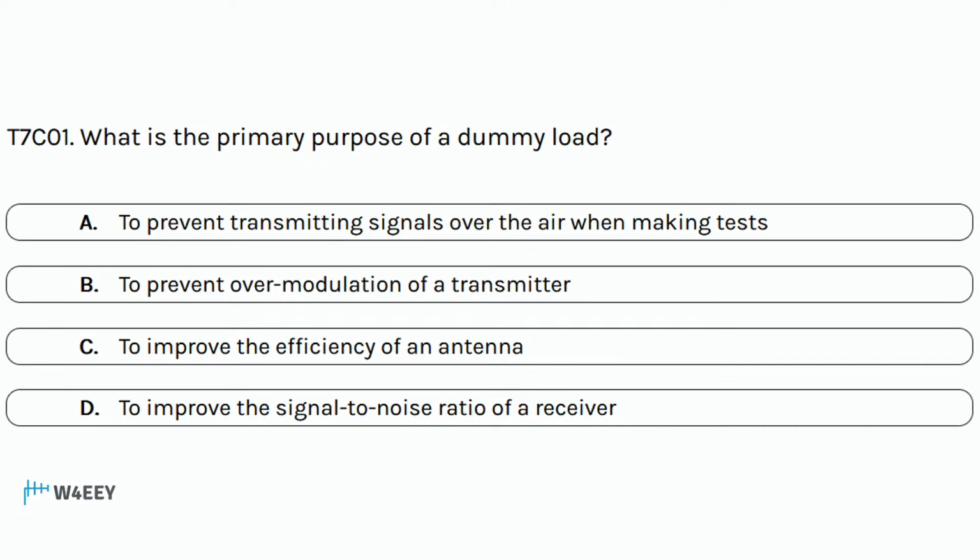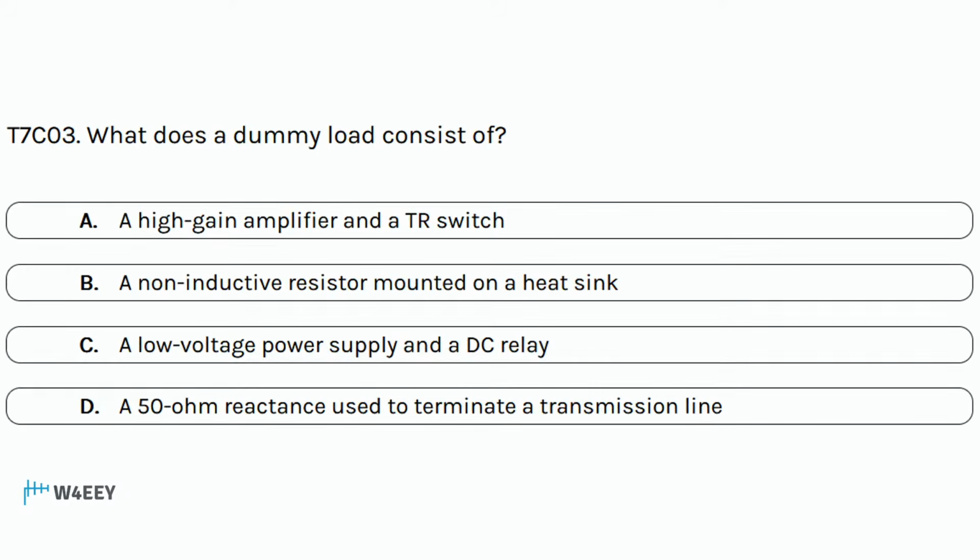And what is the primary purpose of a dummy load? Alpha. Yep, to prevent transmitting signals over the air when you're testing your equipment. And what does a dummy load consist of? Bravo. A non-inductive resistor mounted on a heat sink or in a heat bath.